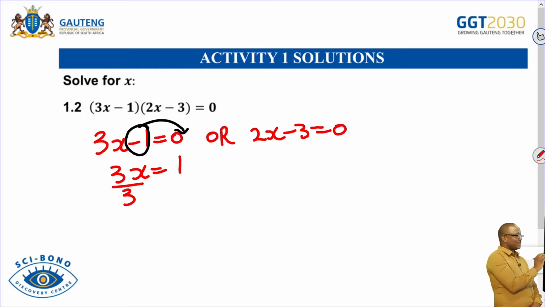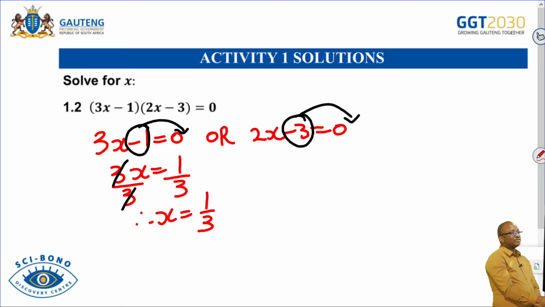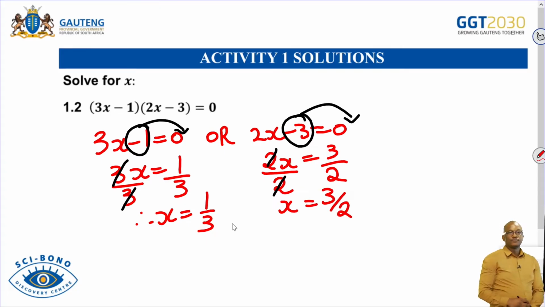Then we divide both sides by 3 because we want to make x the subject of the formula. It means x is going to be 1 over 3. When we're done with that one, we go to the second one. We apply the very same method by transposing negative 3. Then we have 2x is equal to positive 3. Then we divide both sides by 2 because we are getting rid of 2 to make x the subject of the formula. So x is going to be 3 over 2.